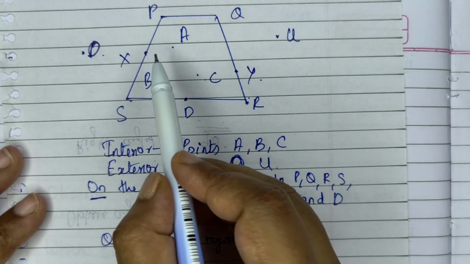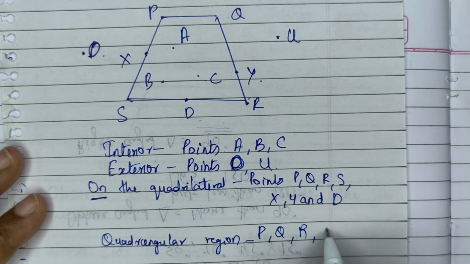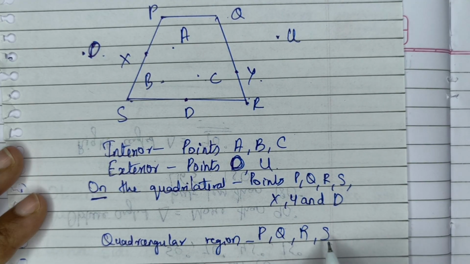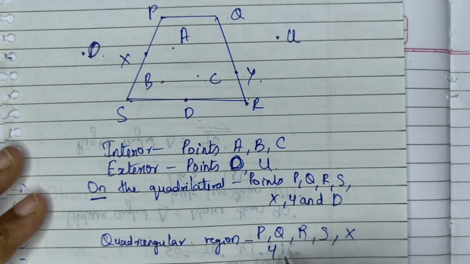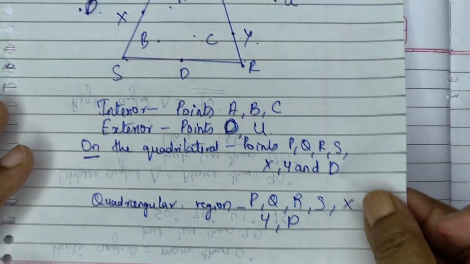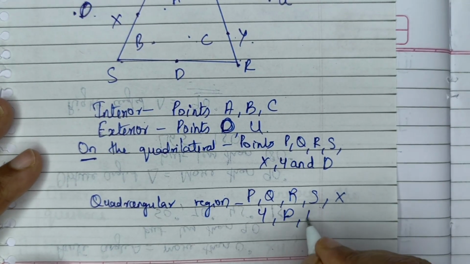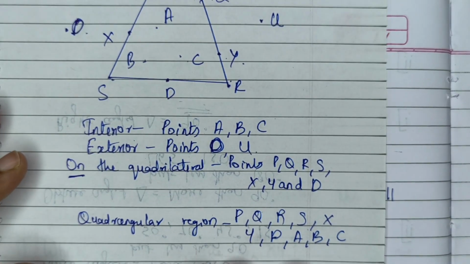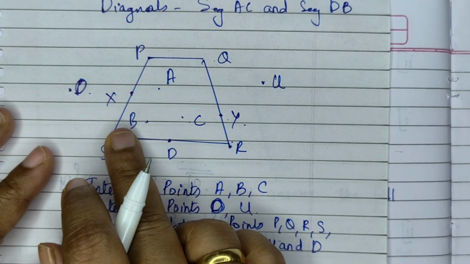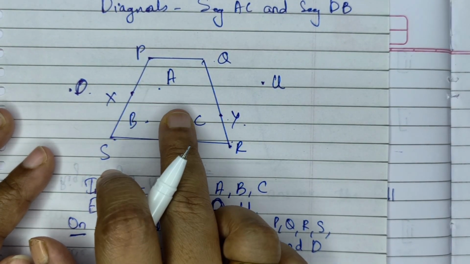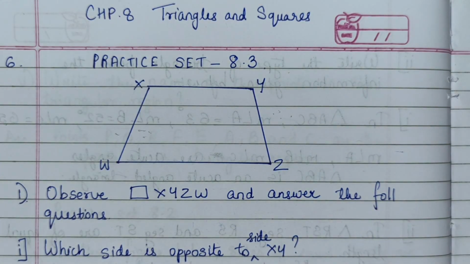Quadrangular region means which are the points on the quadrilateral. See, P, Q, R, S. Right, points P, Q, R, S. Which other points are on it? X, Y, D. And which other points can you see that are inside, in the interior? A, B, C. So D and A, B and C. Understood what the quadrangular region is? Points on the quadrilateral and inside it in the interior. Understood this? So once you know this explanation, you will be able to do practice set 8.3.